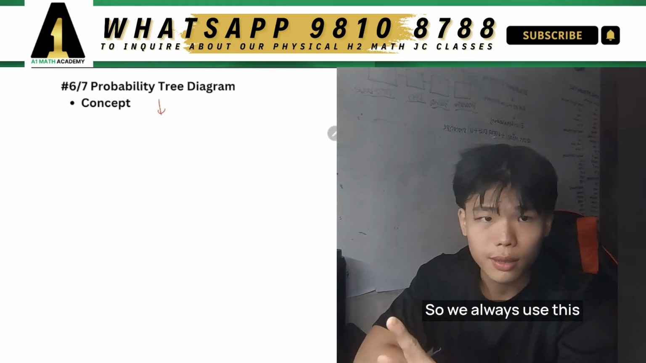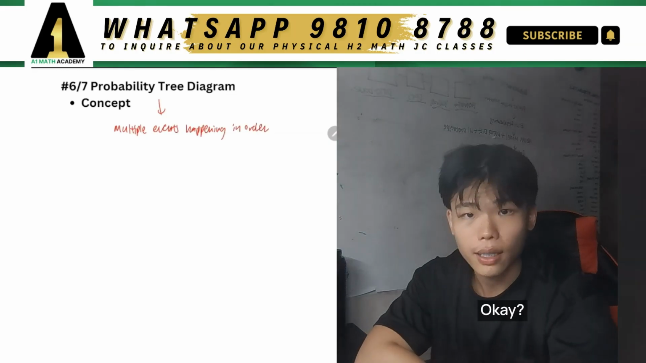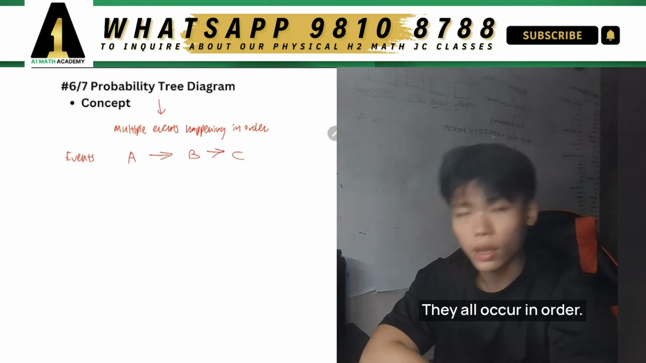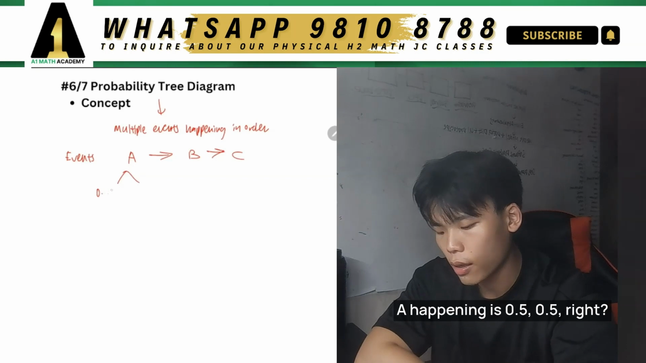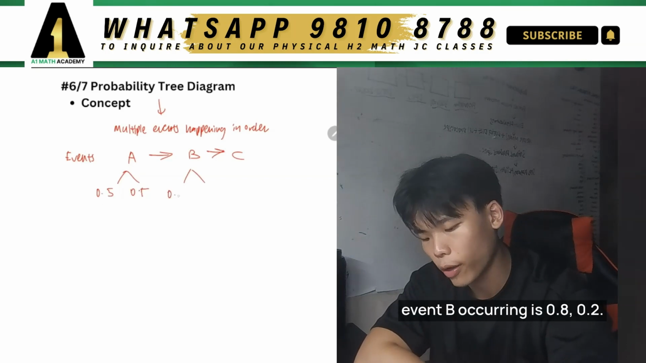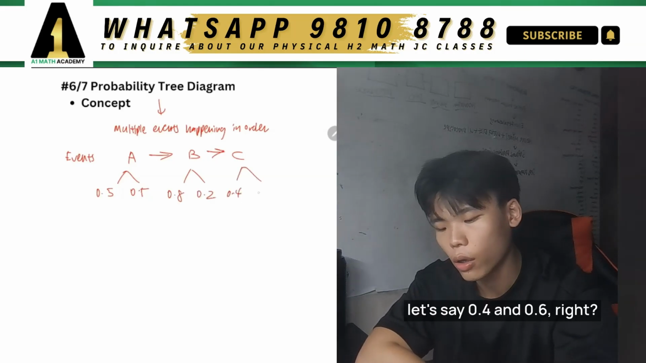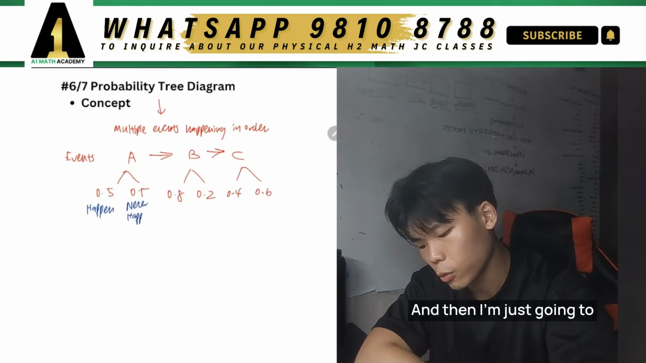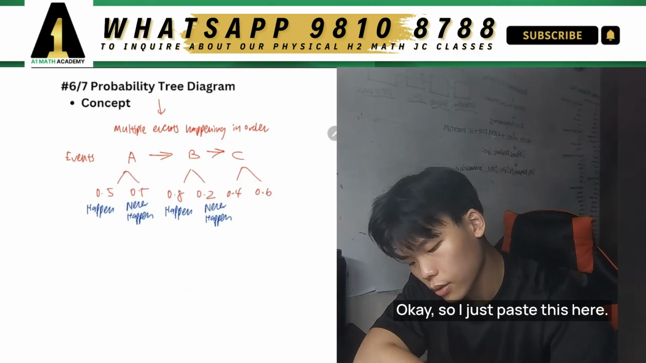So we always use this when there are multiple events happening in order. Let's say I have the events A, B, C, and they all occur in order. Let's say the probability of A happening is 0.5, 0.5. The probability of event B occurring is 0.8, 0.2. And the probability of event C occurring is 0.4 and 0.6, happen or never happen. Then I'm just going to copy this whole thing and paste it here, just to save us a little bit of time.